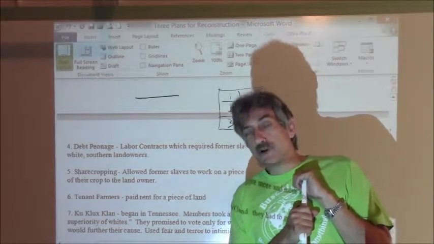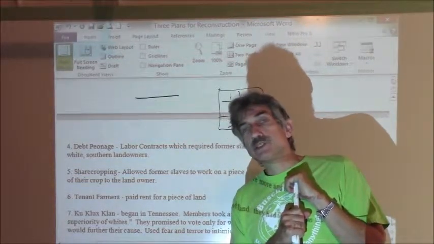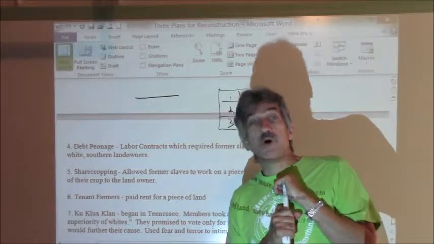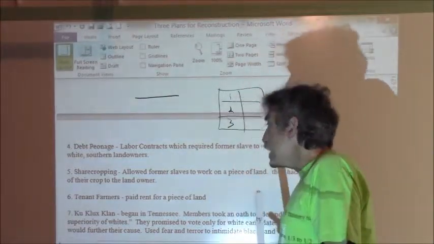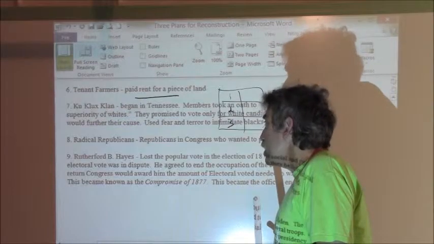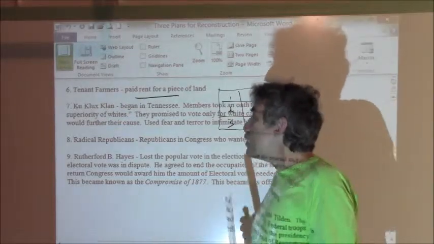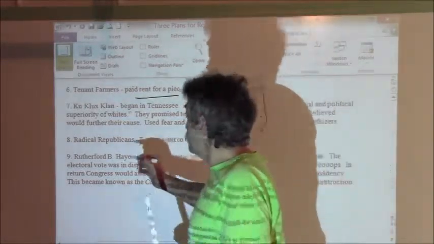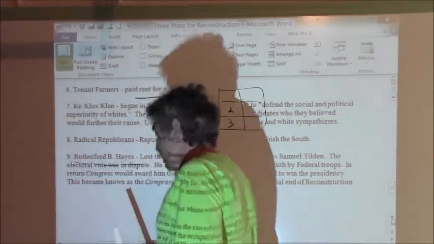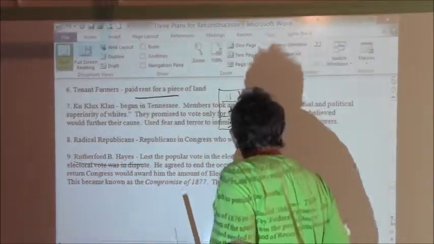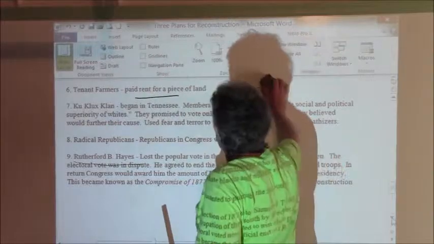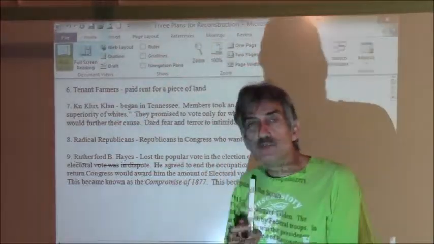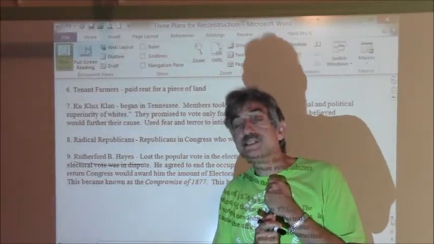So we talked about earlier restoration versus reconstruction. The South is trying very hard to restore themselves to the situation they found themselves before the Civil War, in which they were supreme over the blacks. The Klan we had already mentioned, the radical Republicans we have, and then we're going to have Rutherford B. Hayes. Rutherford B. Hayes is going to run for president in 1876. He's going to run against a guy named Samuel Tilden.